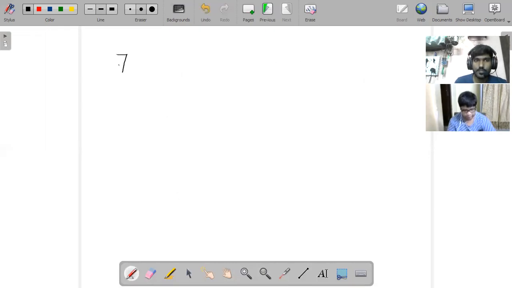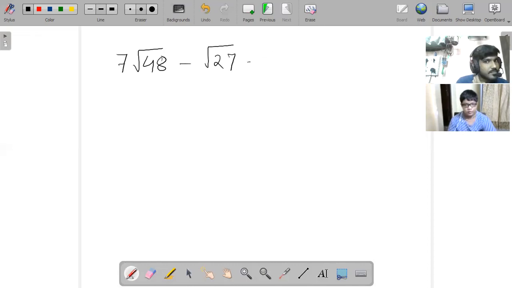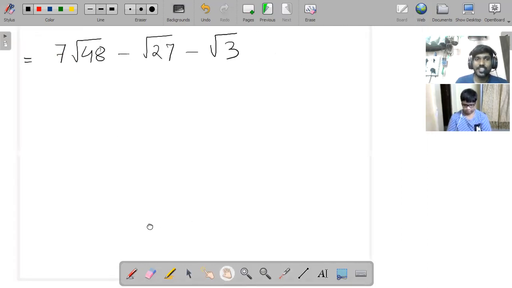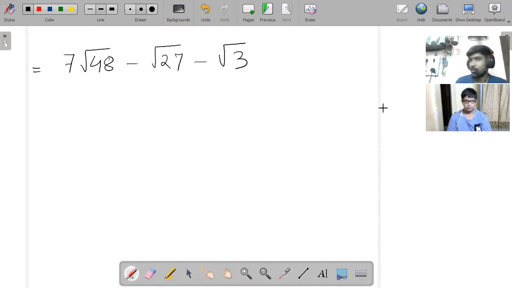7 root 48 minus 27 root 27 minus root 3. Okay. Now, first of all, you have missed this 7. You forgot about the 7. Secondly, root 48. What are the prime factors of 48?